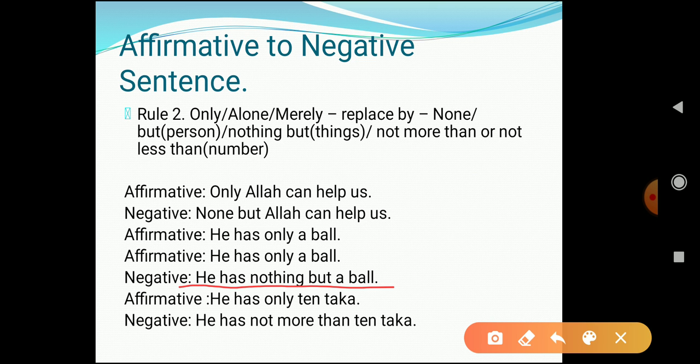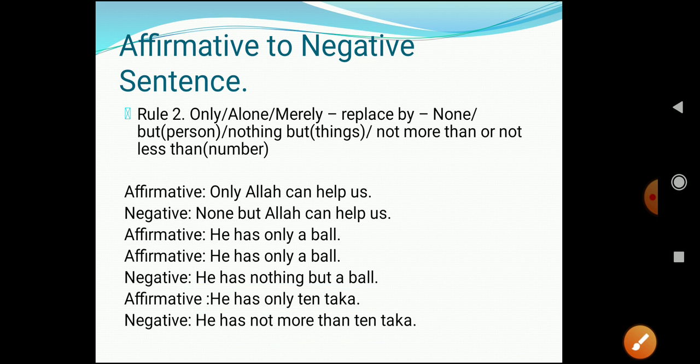Now let us look at sentence 3. He has only 10 taka. Taka is what? Currency. So this is used for a number, right? So in a negative sentence, our sentence will become, he has not more than 10 taka. I hope this is clear to everyone.